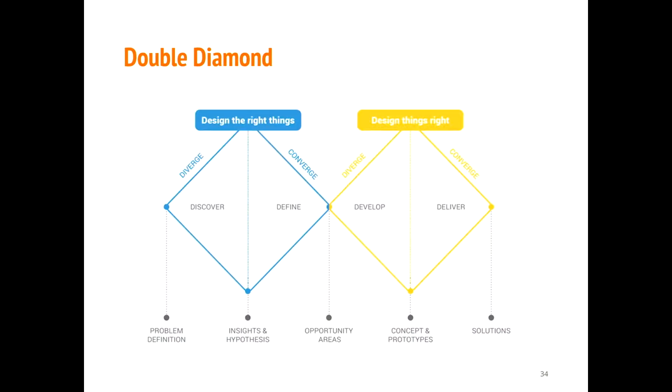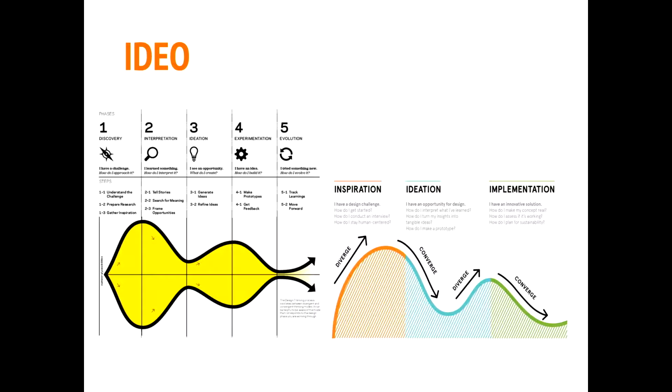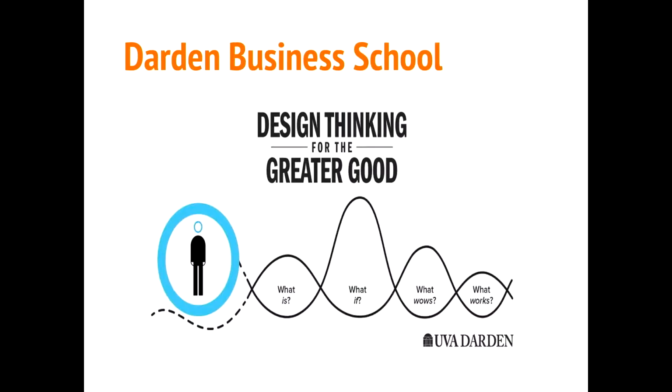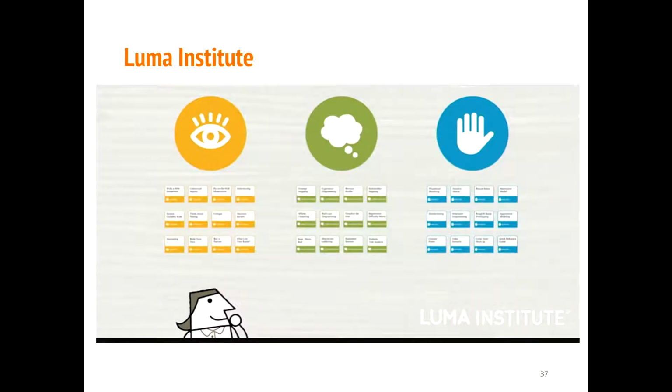There's also something called the double diamond. There's also something from IDEO where you see the ebbing and the flowing. There's also a model from the Darden Business School: what is, what if, what wows, what works. And the last one I'll show you is from the Luma Institute. These are all different human-centered design resources and models that help follow that process.